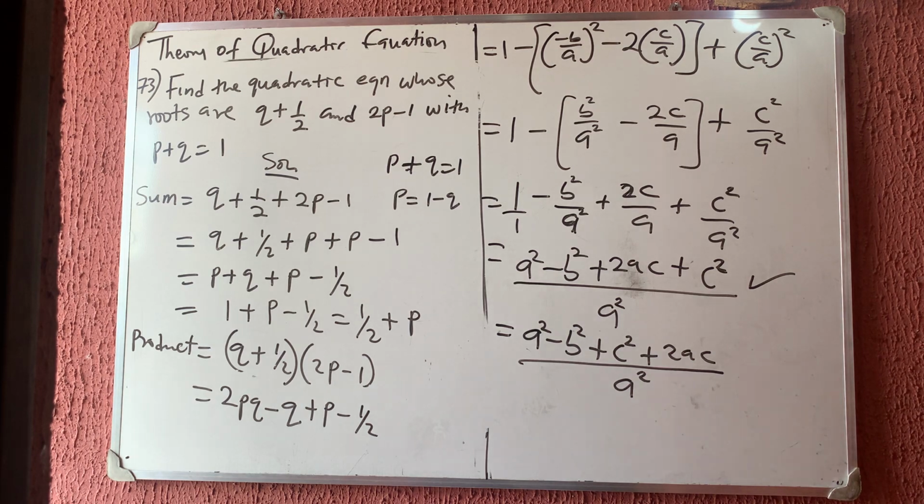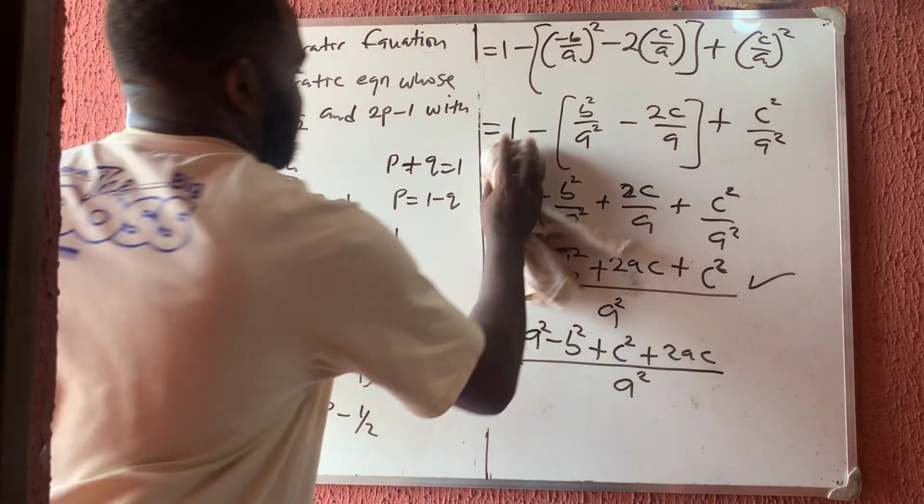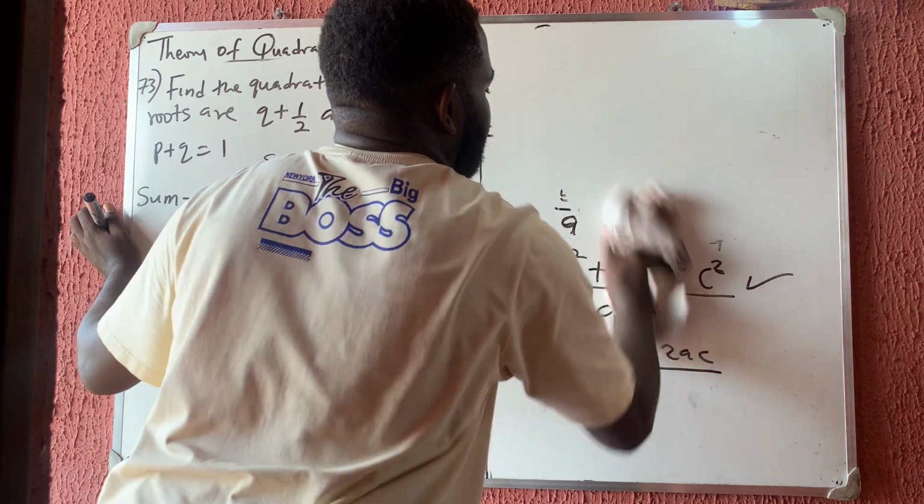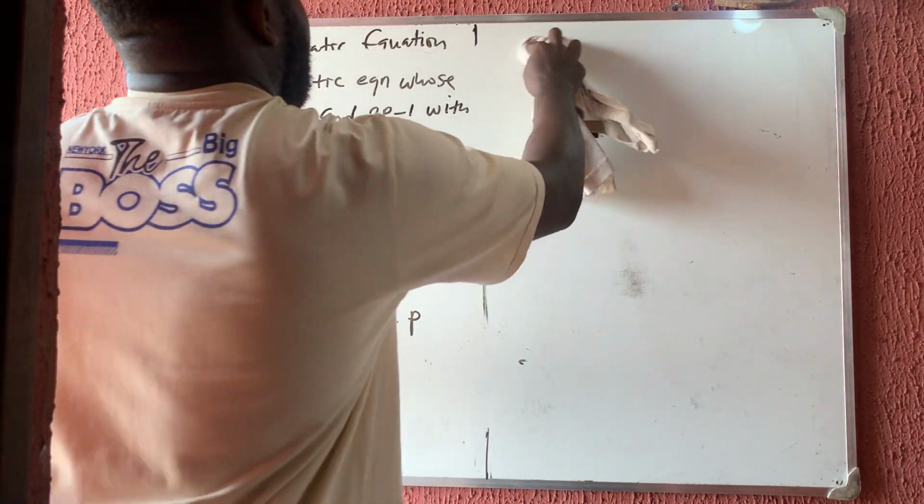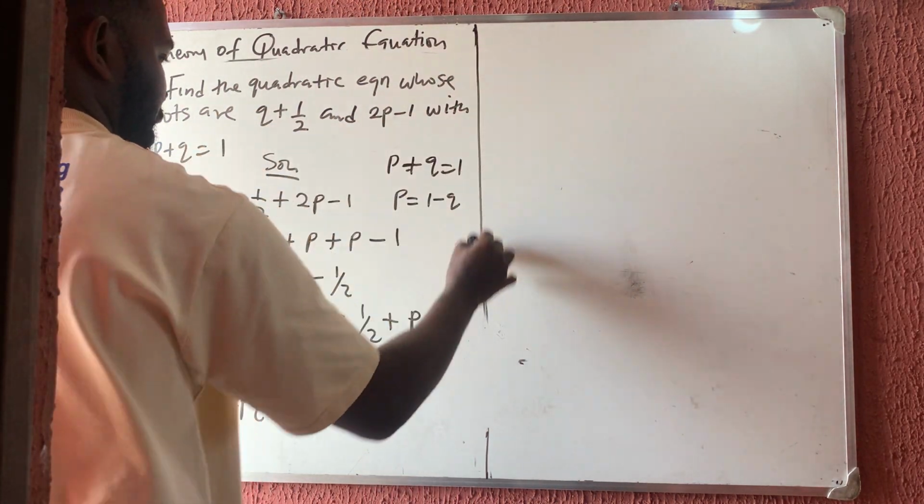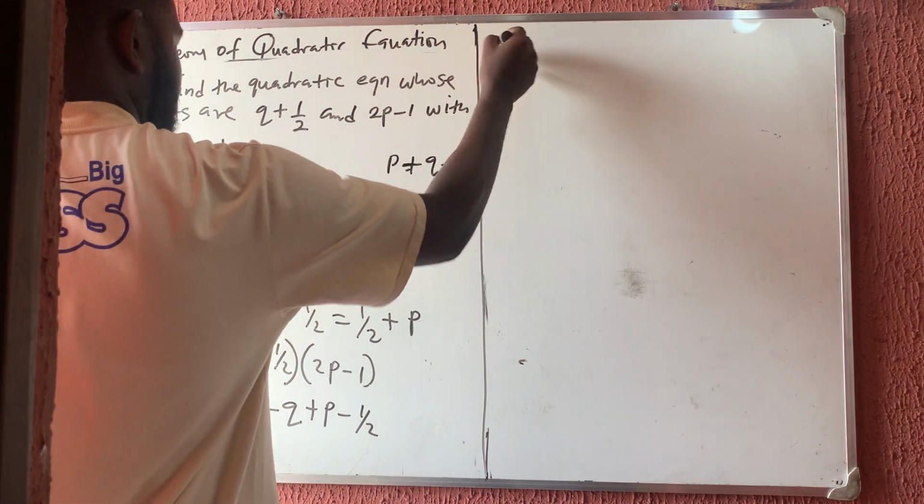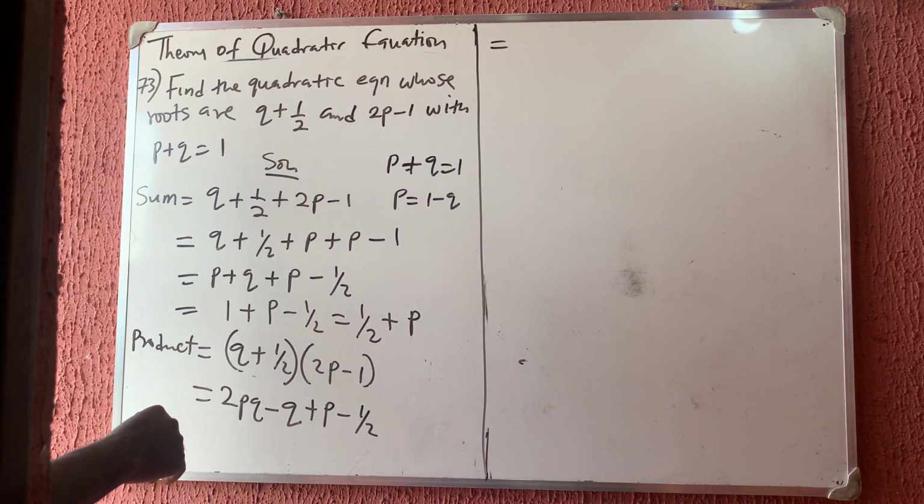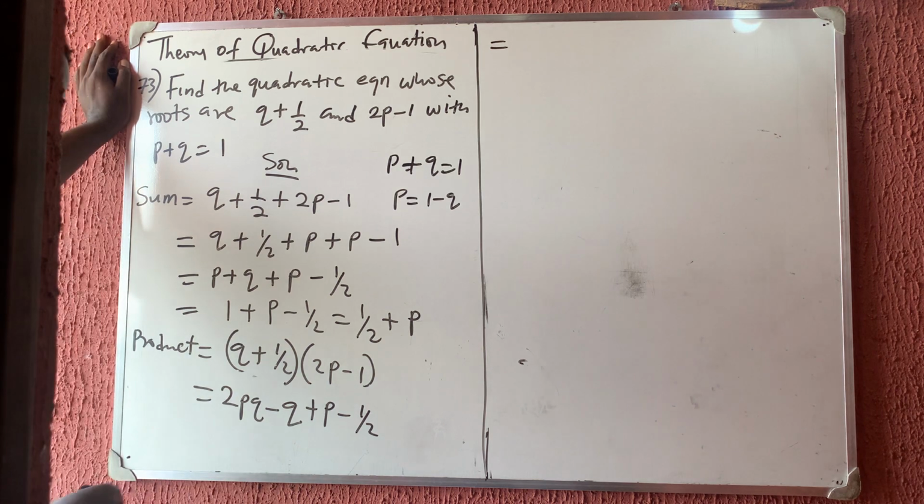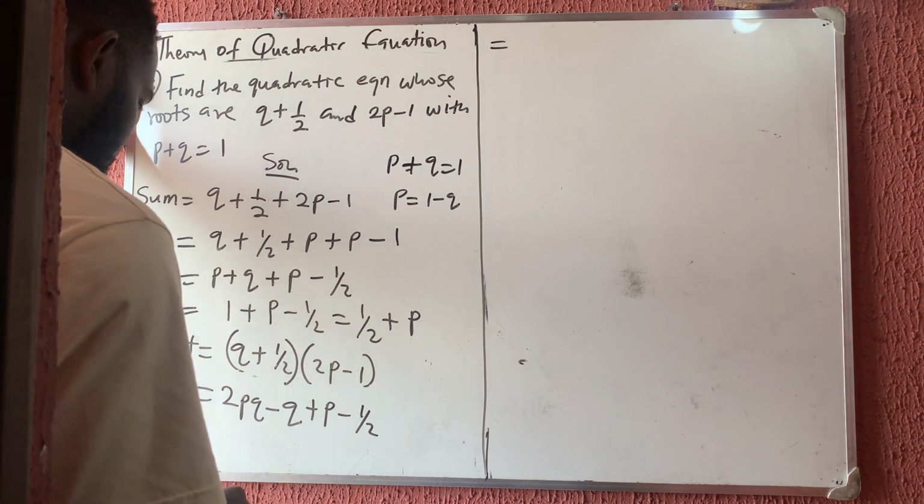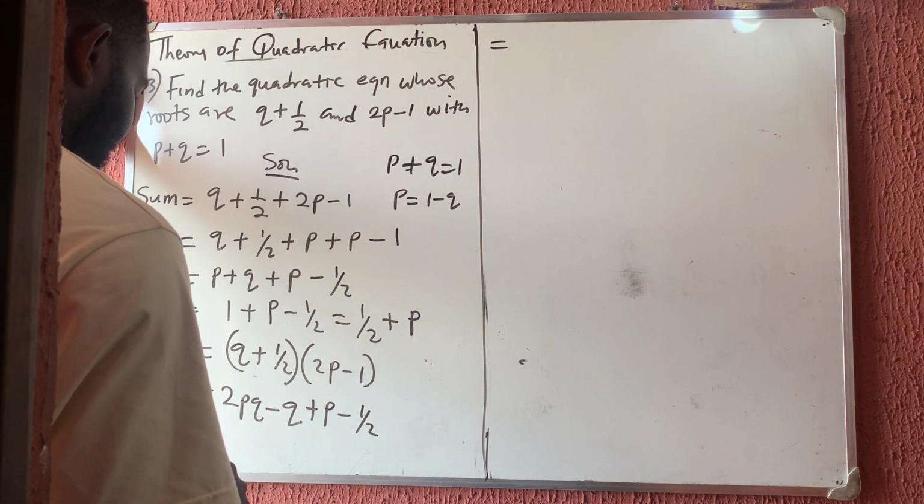So what do we have now? We are going to have that the product is equal to... I want to factorize. Is there any way to factorize?